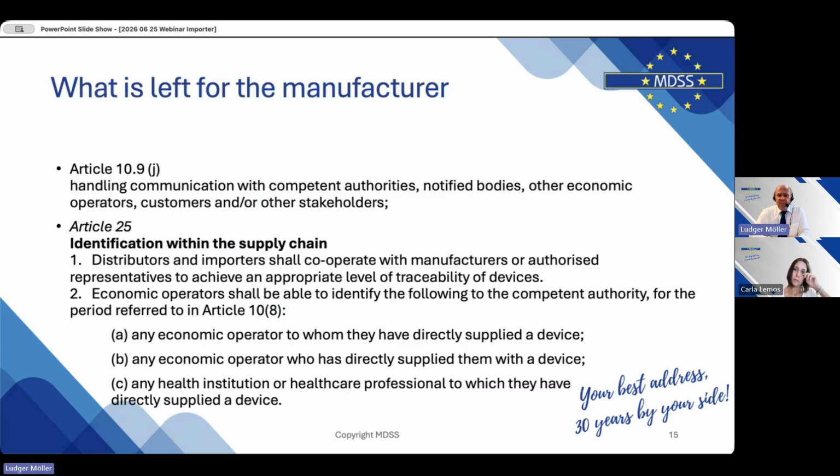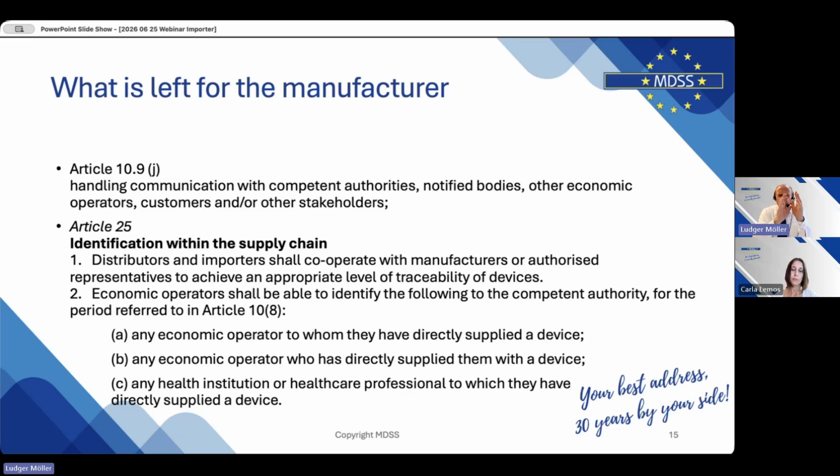And what is left for the manufacturer, and what may be looked at by the notified body, because that's the obligation of the manufacturer: the quality system, what should be part of the quality system, clearly stated in Article 10.9J, and in communication with competent authorities, notified bodies, other economic operators, customers, and other stakeholders. So, handling the communication: how do you handle the communication with the importer of your product? What happens if he sends you a complaint? What happens if he sends you a serious incident? What happens if he tells you that he has informed the competent authority of a vigilance case, etc.?